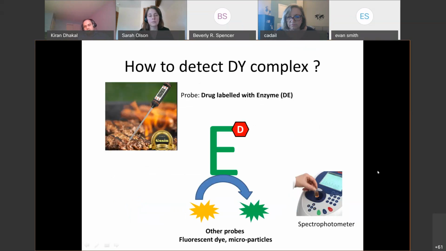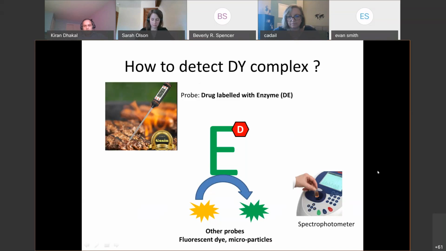So how do we detect the complex? When antibody and drug make a complex, then we need some kind of probe to determine how much of that product is formed in that specimen. And we use a certain kind of probe to determine that. Just like you can measure the temperature of a barbecue meat with a thermometer.